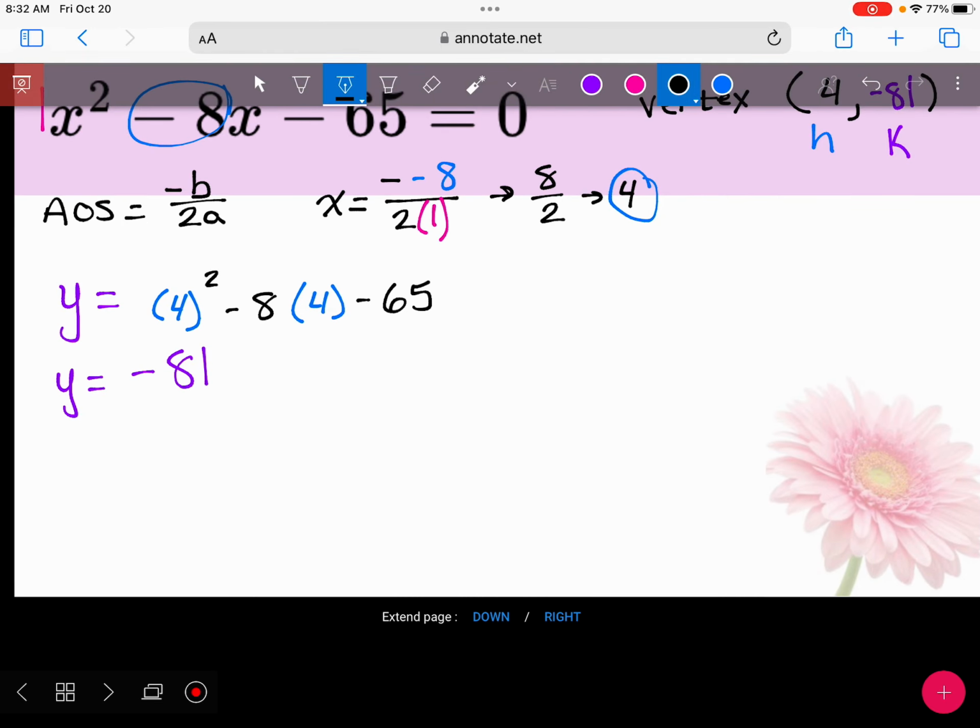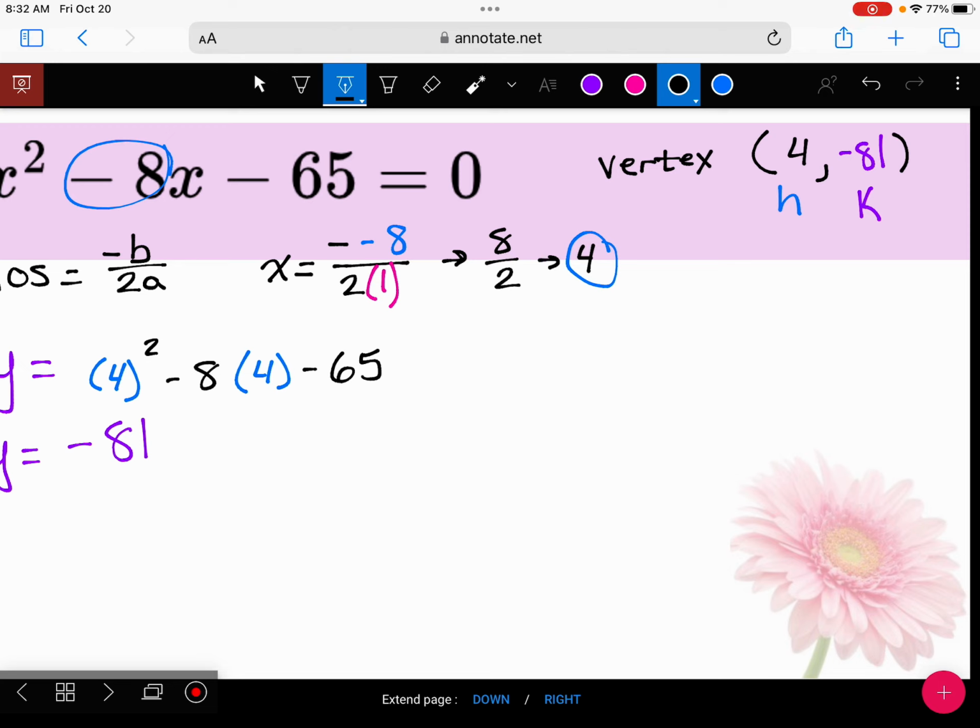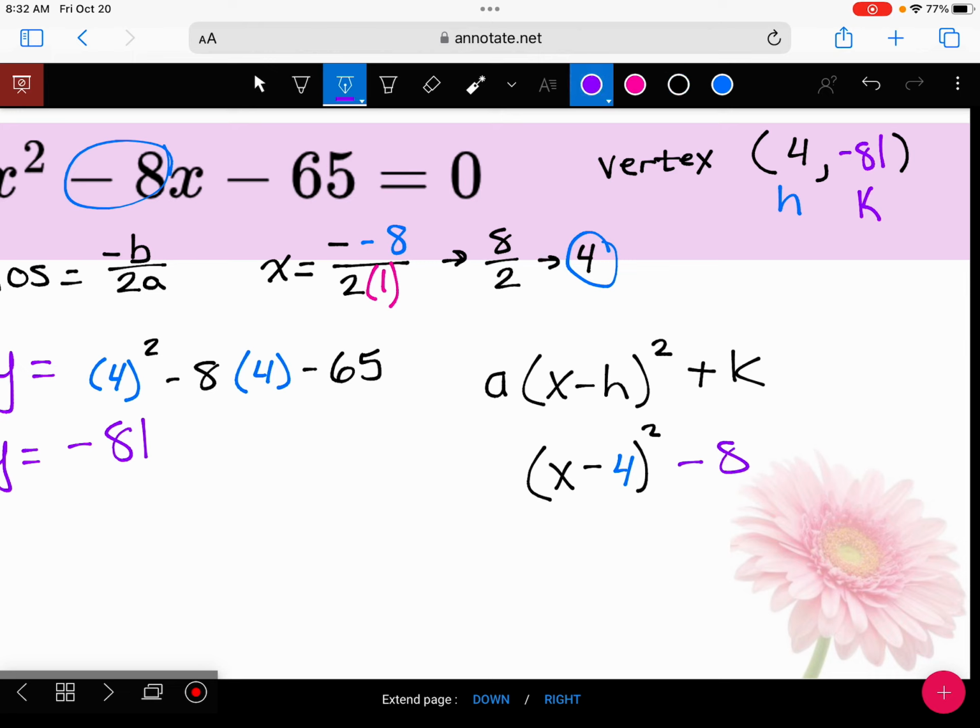But I can put this into my vertex form. I have the vertex. If we know it's going to be A(x minus H) squared plus K, I know my H, x minus my H of 4, plus K, plus -81, so minus 81. And what's my A value? 1. It's the same A value as in my standard form. So I can put it into vertex form here.